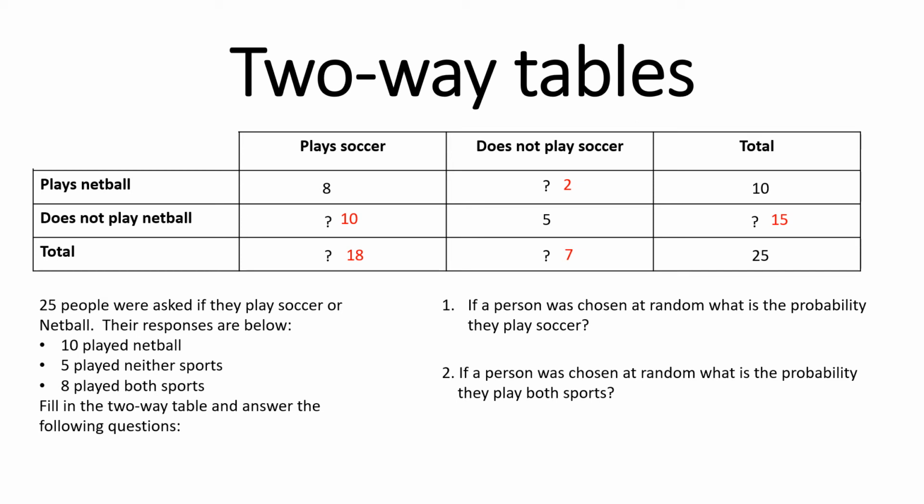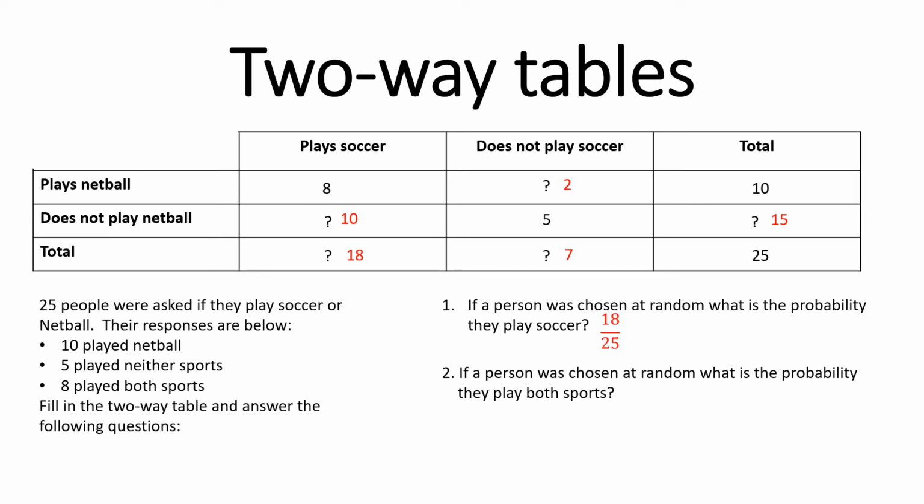If a person was chosen at random, what is the probability they play soccer? So we look at our table and we find the people who play soccer. Looking in the column that says plays soccer, we can see that the total is 18. So the total people that play soccer is 18. To write that as a probability, we do our favourable outcomes over total outcomes. So we will have 18 over 25.